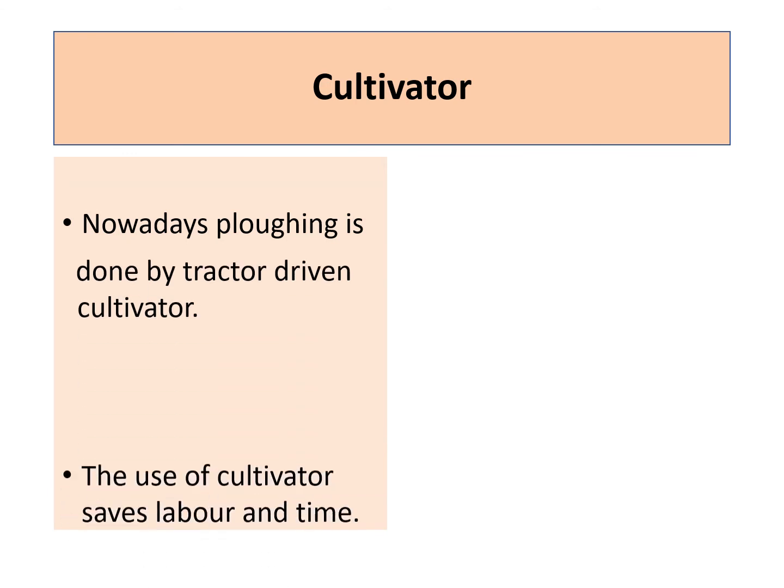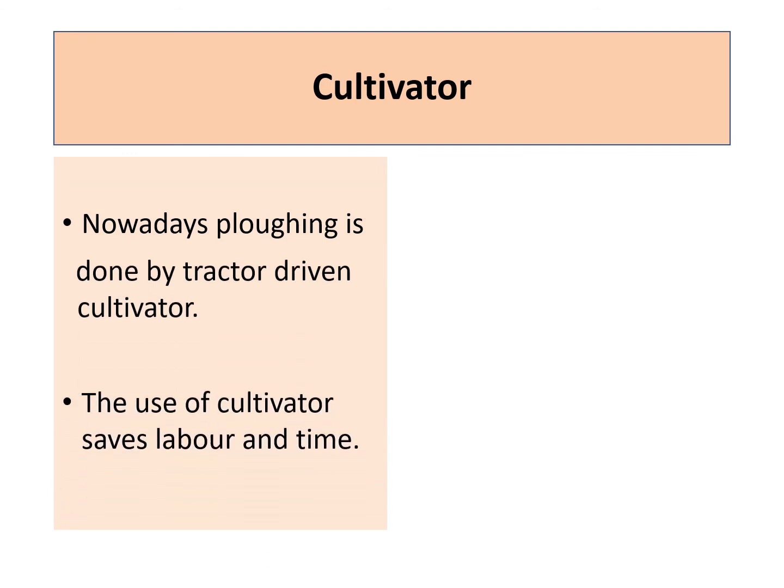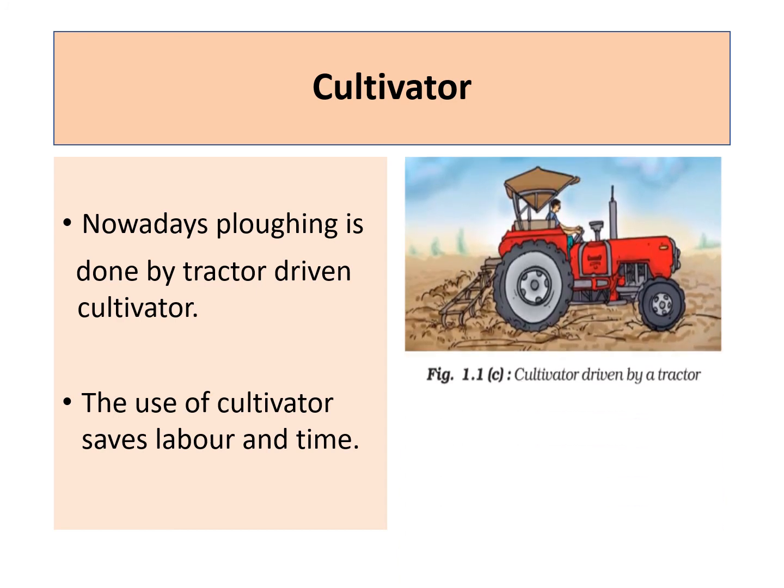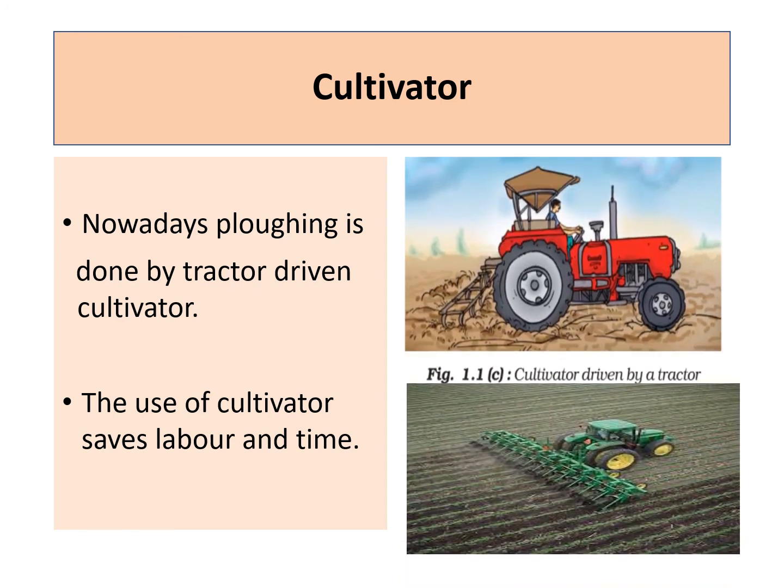And now the last agricultural tool which is used for plowing is the cultivator. Nowadays plowing is basically done by the tractor-driven cultivator. The use of the cultivator saves labor and time. You can see in the picture, the cultivator is generally attached at the back of the tractor. Right, so we have learned about various instruments which are used for plowing and tilling. So this was the first step of the soil preparation.